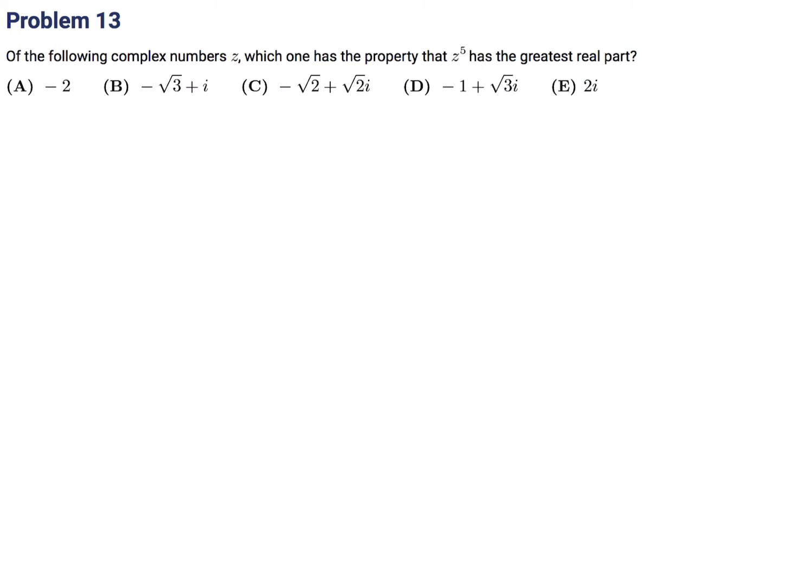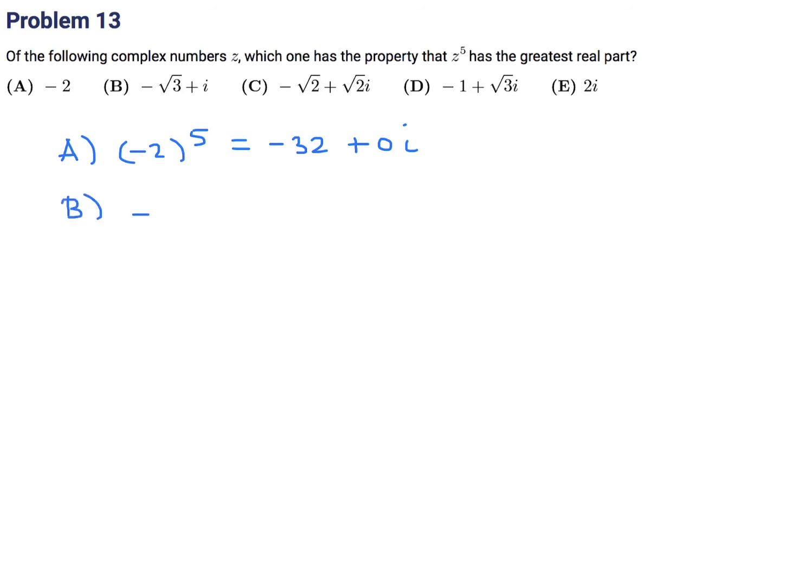Out of the following complex numbers z, which one has a property that z to the fifth has the greatest real part? Okay, let's go through these. A, minus 2 to the fifth, and that's the easiest one. That's just minus 32 plus 0i. There is no imaginary part. There is a real part.